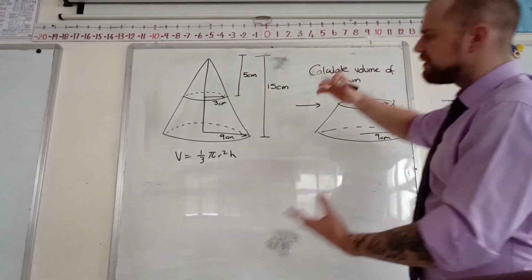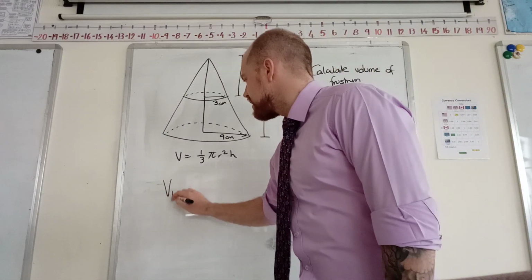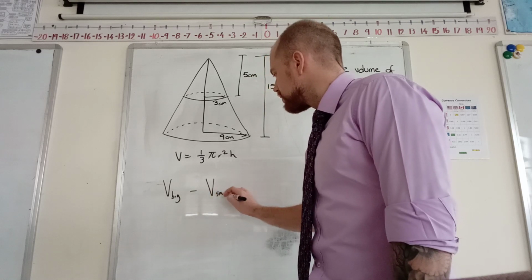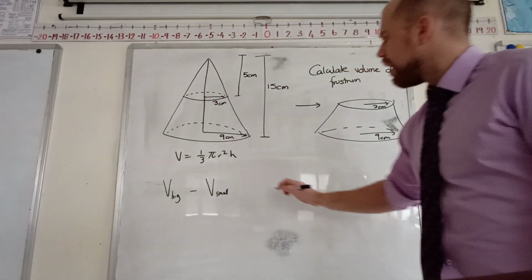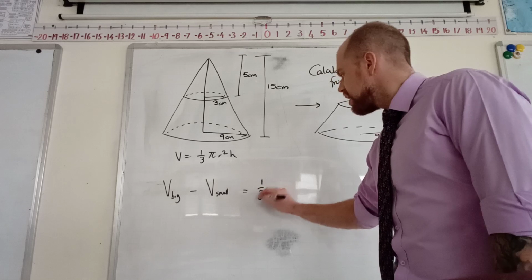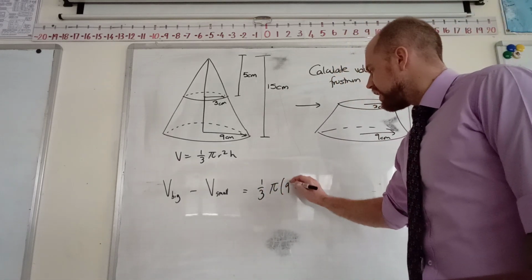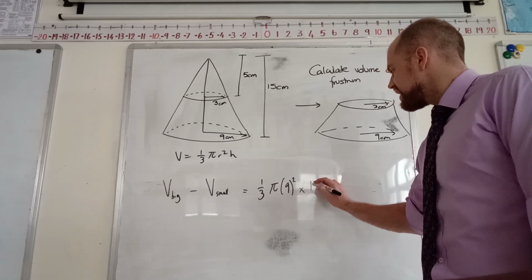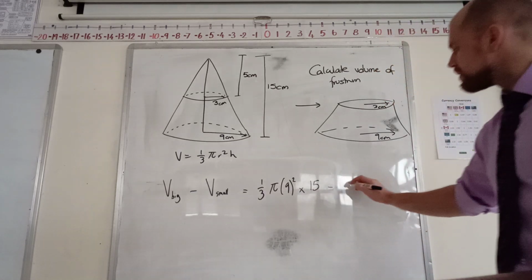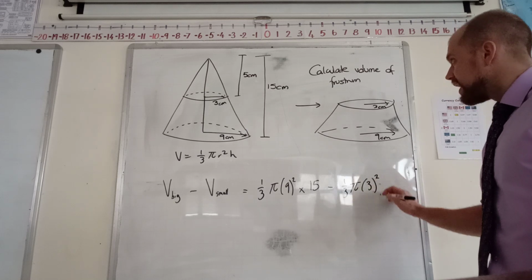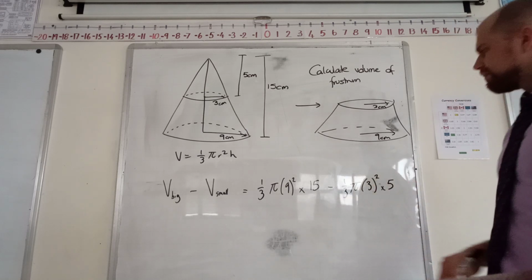So now I can find the volume of the big cone, so we'll call that V big, and I'm going to take away the volume of the small cone, V small. Let's put the values in. 1/3 pi, the big one is 9, so 9 squared and the height is 15, and I'm going to take off the small one, which is 1/3 pi times 3 squared times by 5.